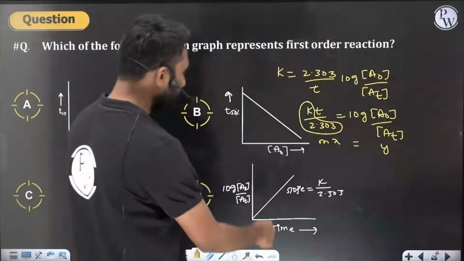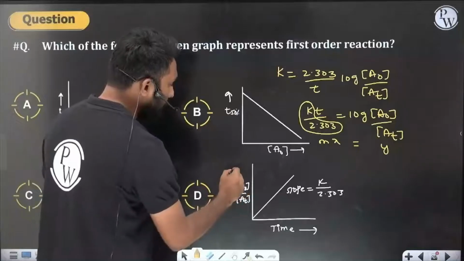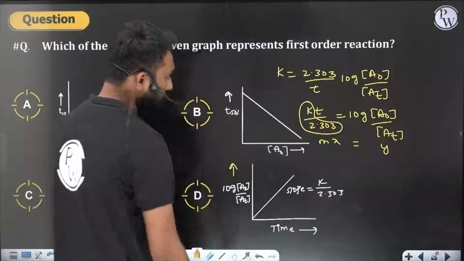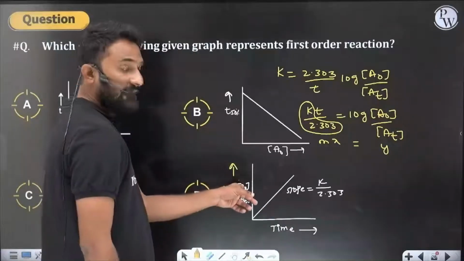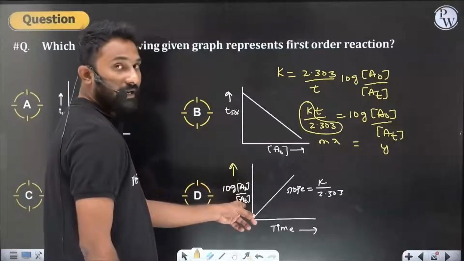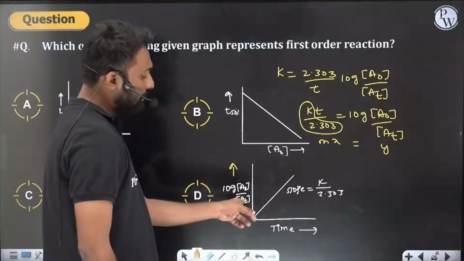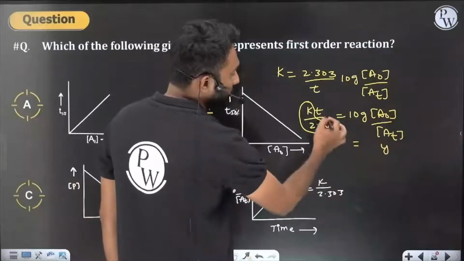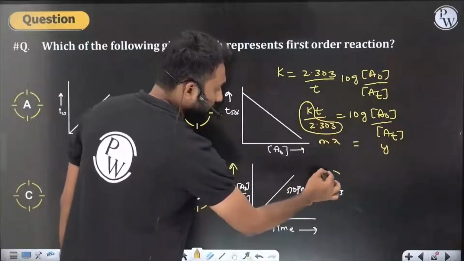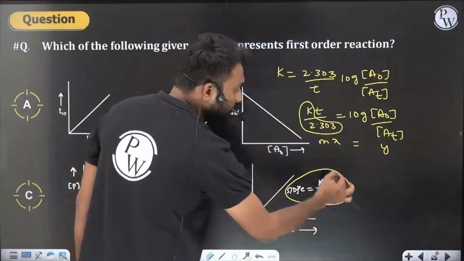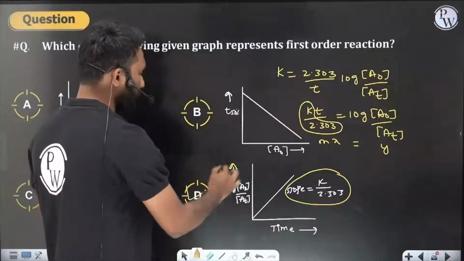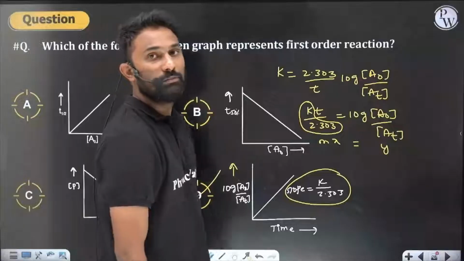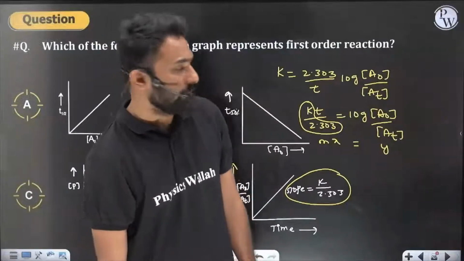Now here you see, log of initial concentration by final concentration at time t versus time. This is the y, this is the x, and the slope is k by 2.303. So option D is correct for this. Okay, next question.